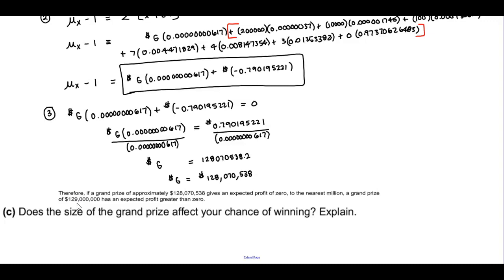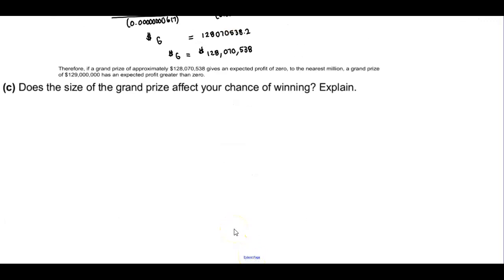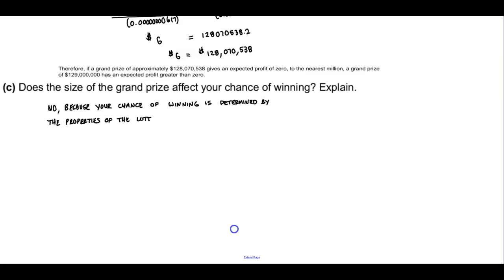Next, in part C, it says, does the size of the grand prize affect your chance of winning? And then explain. Well, we would say no, and the reason why is because your chance of winning is determined by the properties of the lottery, and not the payouts.